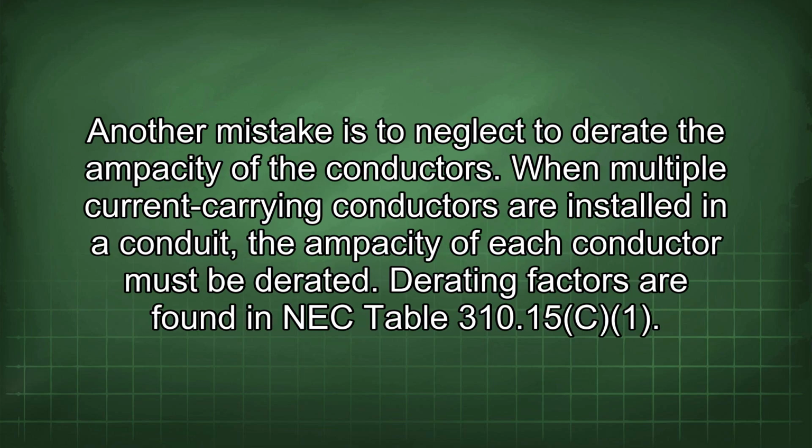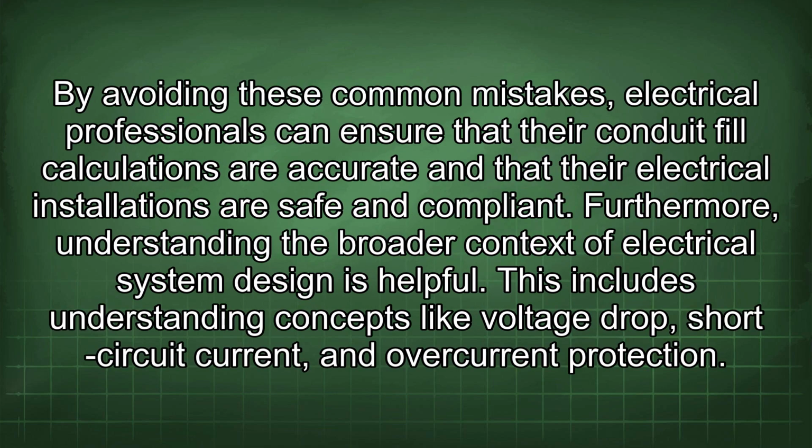Another mistake is to neglect to derate the ampacity of the conductors. When multiple current-carrying conductors are installed in a conduit, the ampacity of each conductor must be derated. Derating factors are found in NEC Table 310.15. By avoiding these common mistakes, electrical professionals can ensure that their conduit fill calculations are accurate and that their electrical installations are safe and compliant.